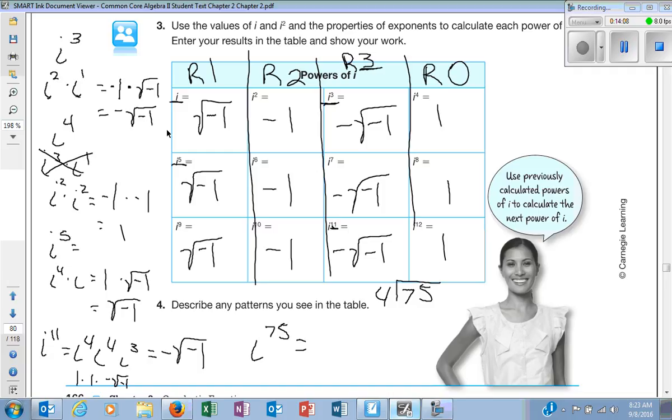So I go 4 goes into 7, 1 time, 4, there's 3, 5. 4 goes into 35 how many times? 8. And that gets me to 32. Here's what I'm after. What's the leftover when I subtract that? 3. So what is I to the 75 really equivalent to? The same thing as I to the 3rd. Are you with me? And then I get that to be negative square root of negative 1.